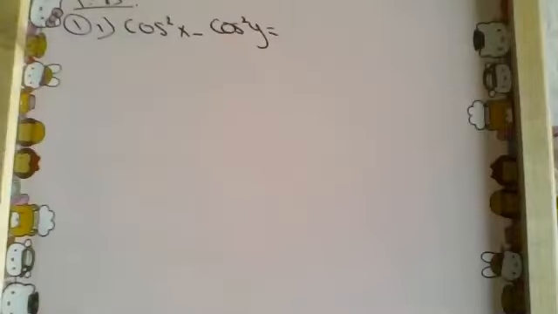Problem number 1. Prove the following identities when they are defined. Part 1. And here there's a typing mistake. Cosine squared x minus cosine squared y is equal to sine squared.